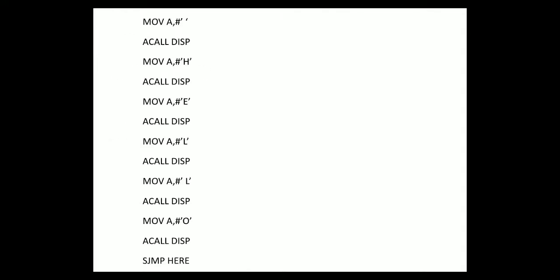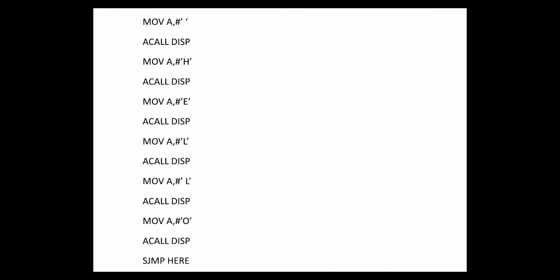Once you have finished all the commands, what am I going to do now? MOV A,#' ', I put a blank, because before I display hello I want to put a space. This is about your programming skill, how you want to display it. Next, I call a different program here. You can observe this: ACALL disp. Previously we had command; now I'm calling a subroutine called disp. That also I will explain in the next slide. Then MOV A,#'H'. You can observe how I'm writing H under single quotes. Then ACALL disp.